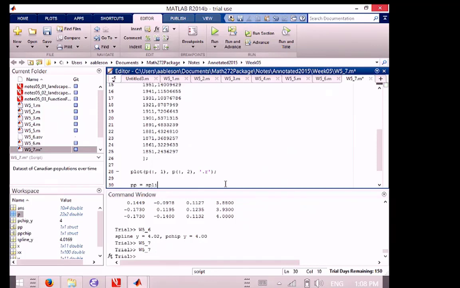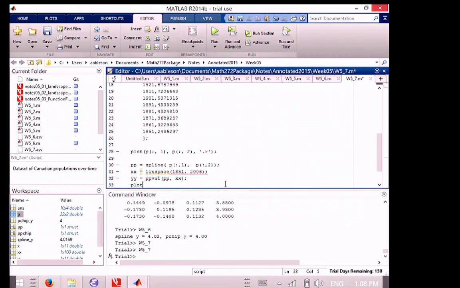We'd say PP is a spline. Our data for the x's, exactly the same thing we use for our plot. Data for the y's, exactly what we use for our plot. And that's all we need. And then we're going to need some linearly spaced numbers for our graph. We went from 1851 up to 2006. And then we would evaluate our PP generated from the spline at those XX values and plot them. So those are the kinds of steps you'll be expected to start to work through.